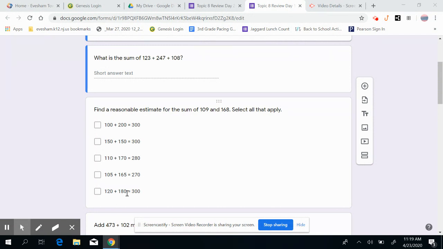120 plus 180. Let's see. I always go back to my problem and think about it. 109, 120. I mean, 120 is easy to add, but why would I do 120 when I could just do 110, 105? Because that's a lot closer to 109, right? So that doesn't really make sense. 180, yes, 180 is an easy number to add. Like these two numbers, 120 plus 180 are easy to add, right? But why would I round 168 to 180? I could do 160, 165, 170, but 180 just seems like an odd number and doesn't seem like a reasonable estimate, right?